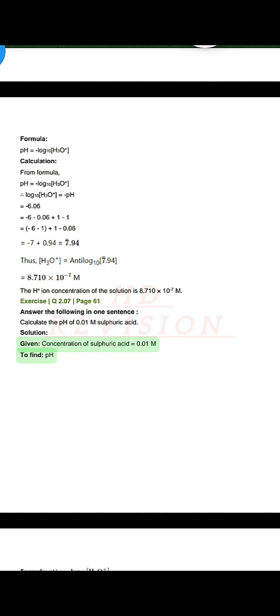Solution. Given: concentration of sulfuric acid equals 0.01 M. To find: the pH. For exercise Q2.08, page 61.